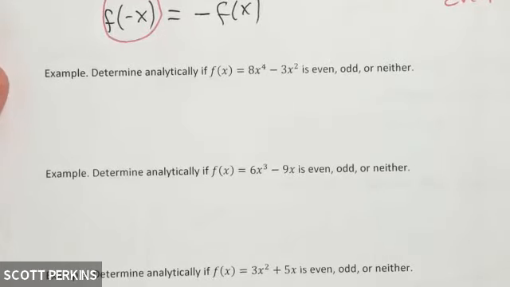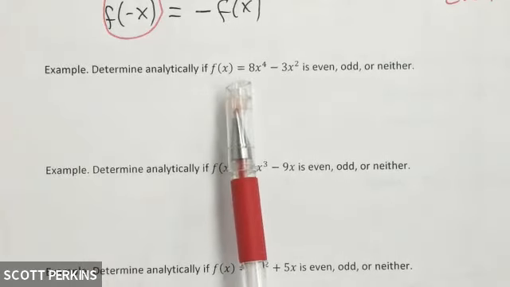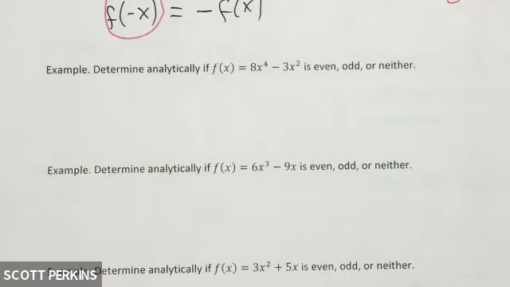So what I would like you to do is make your best attempt. Okay, this is your first one. I know you're probably going to goof it up a little bit, and that's okay. Give your best attempt at this next example. Is f of x equals 8x to the 4th minus 3x squared even, odd, or neither?